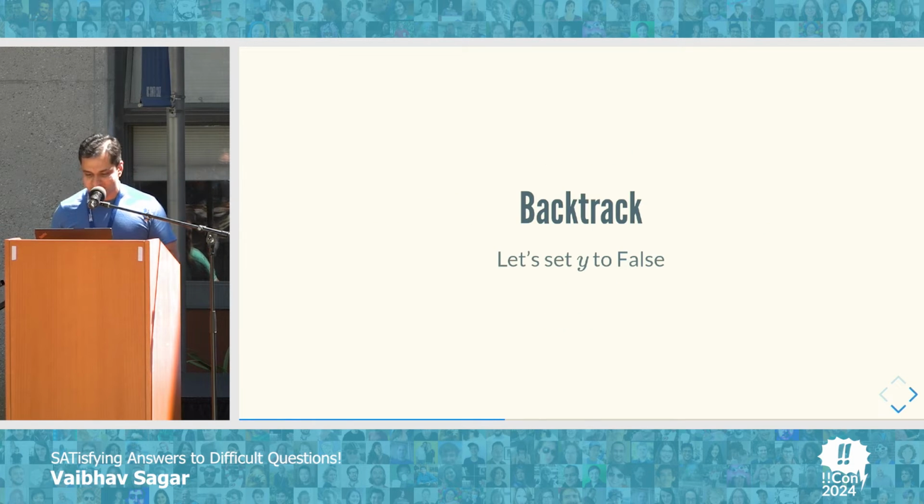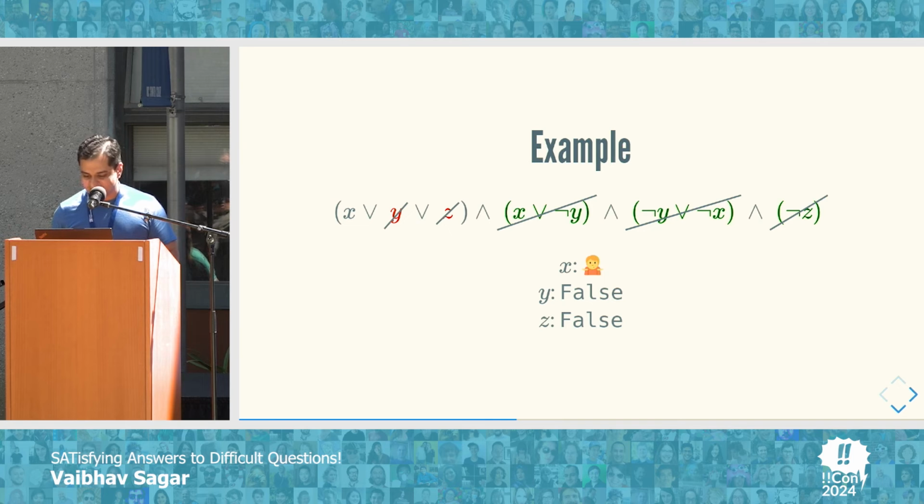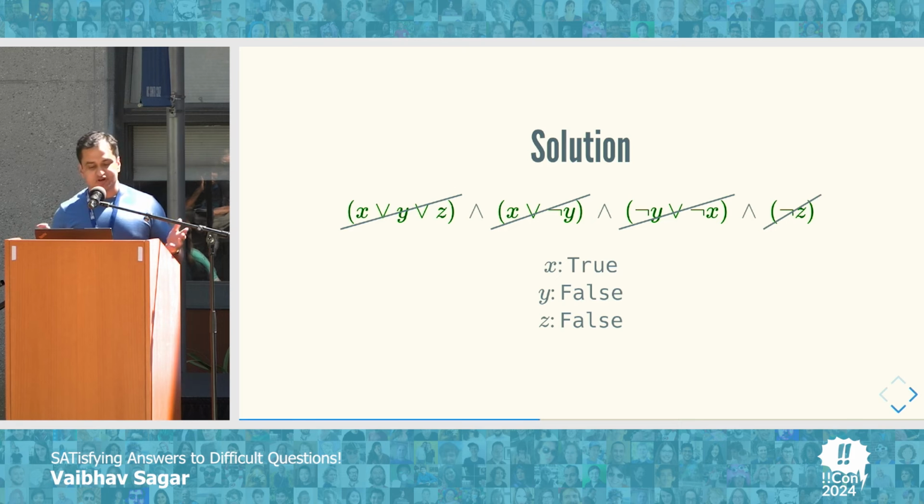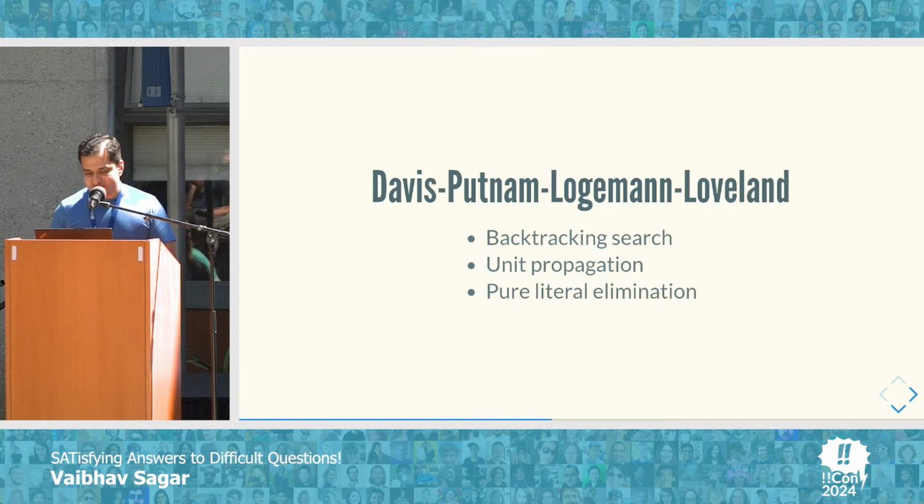We change our minds about Y, we set it to false. And this is looking a lot nicer. The second, third, and fourth clauses are satisfied, and Y and Z have both been removed from the first one, and we're left with just X. And then we can do the other thing, pure literal elimination, where if there's only one possible value for something, we just go ahead and assign it. So solved. We've solved this propositional logic formula. This is known as DPLL, after Davis, Putnam, Logemann, and Loveland, the authors, and it's essentially naive backtracking search with unit propagation and pure literal elimination.